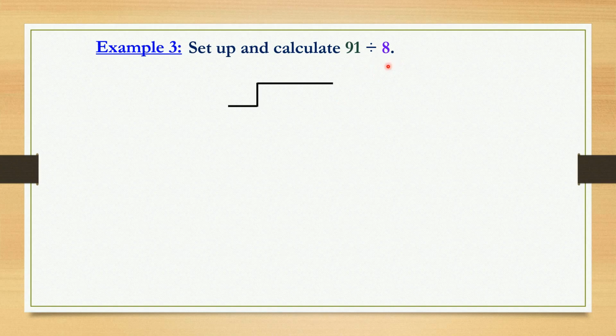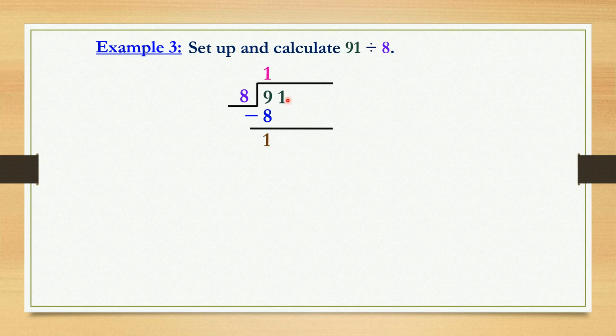Now let's continue with our last example, example 3. Set up and calculate the division operation 91 divided by 8. So first I set up the operation. 91 is the dividend, 8 is the divisor. Here to perform this division, I start from left to right. I notice 9 is greater than 8, so I can take the 9 by itself. 9 is not a multiple of 8, just before the 9 we have 8, and 8 times 1 equals 8, and the remainder is 1. Let's continue.